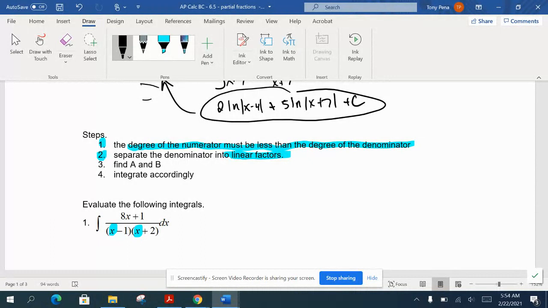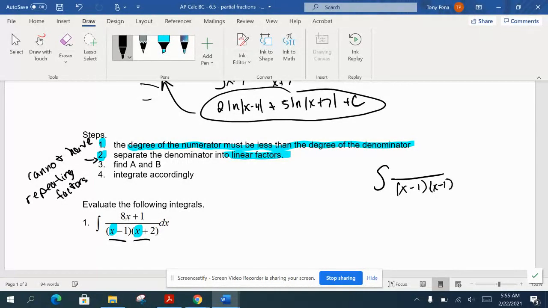And then I'm going to have you add one more thing here. It probably should go right here now that I look at this. You cannot have repeating factors. What that means is if we ever set this up, notice how the factors here are x minus 1, x plus 2. If we have a repeating factor down here, once again, this method won't work.